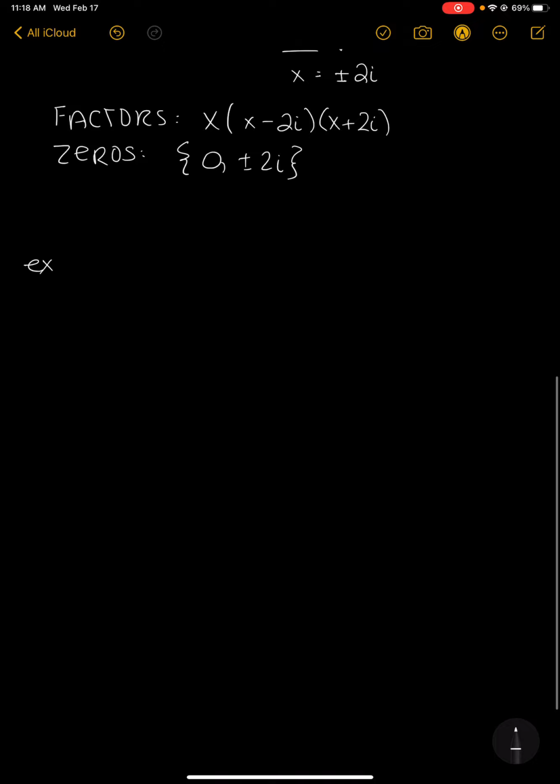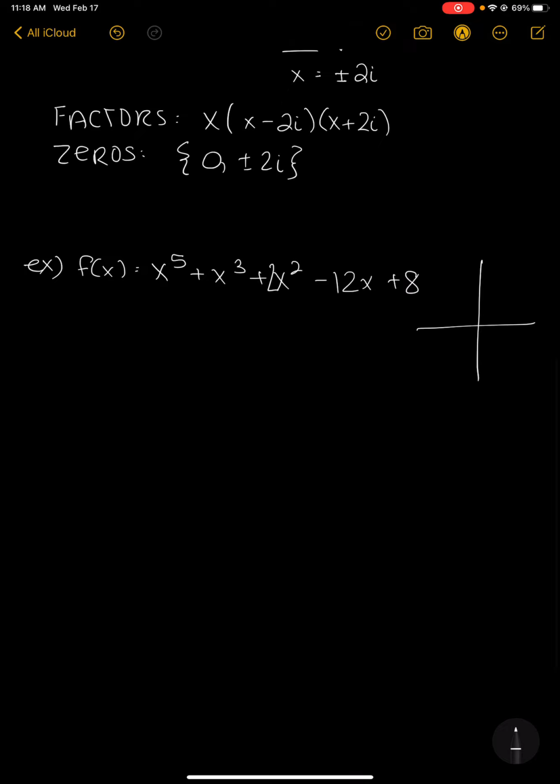All right, so the next one, we've got a function, same instructions, write it in factored form and list out all your zeros. We've got x to the 5th plus x to the 3rd plus 2x squared minus 12x plus 8. And so we've got 5 terms. We don't know how to factor that, so we are going to graph it. So go ahead on your computer, on your cell phone, graph that function using Desmos. It's the easiest.